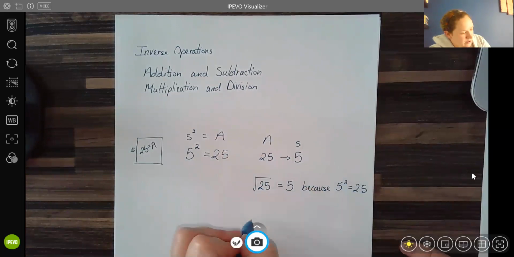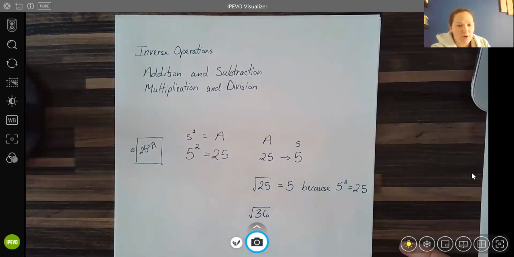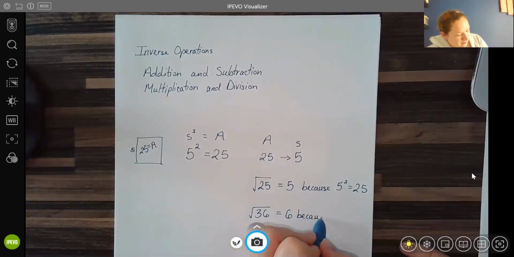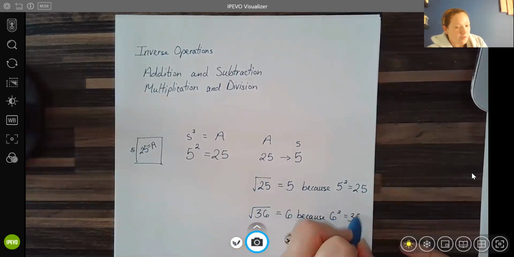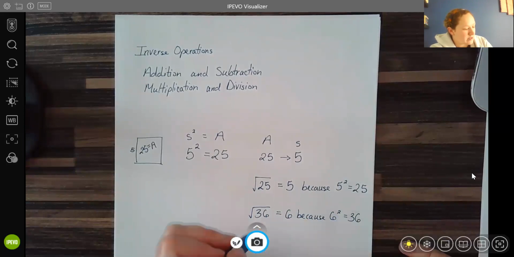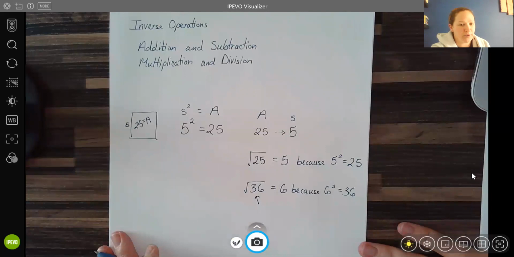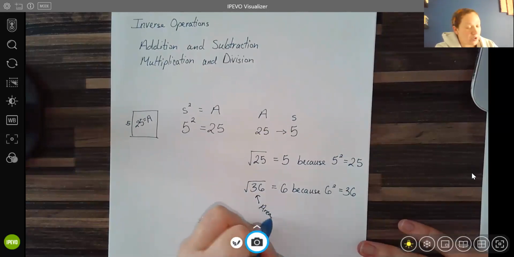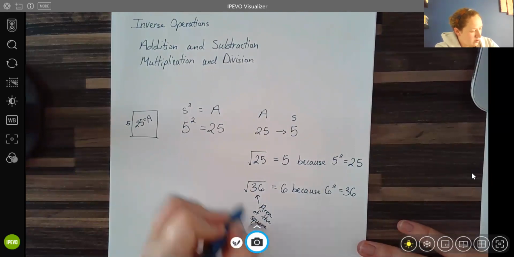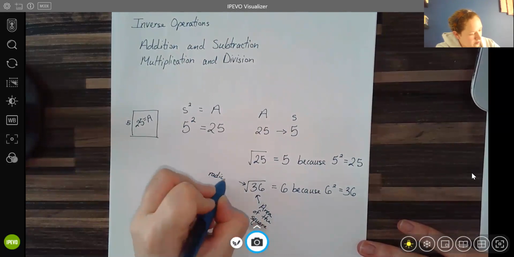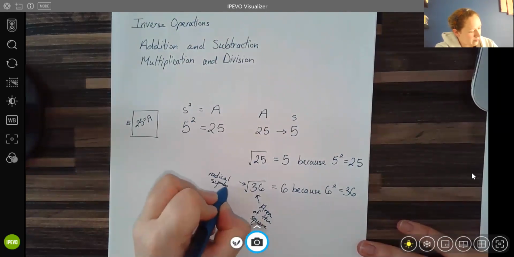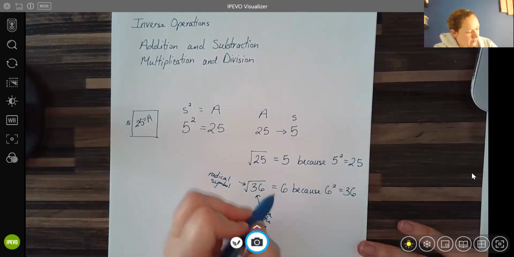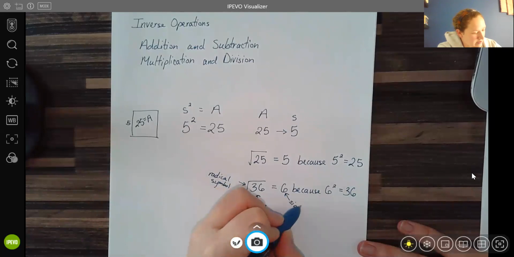Okay, another example would be the square root of 36. The square root of 36 is 6 because 6 squared equals 36. Okay, so this part under what we call a radical symbol, this is representing the area of my square. Again, we call this a radical symbol. And then when we find the square root of that number, it's going to give us the side length of our square.